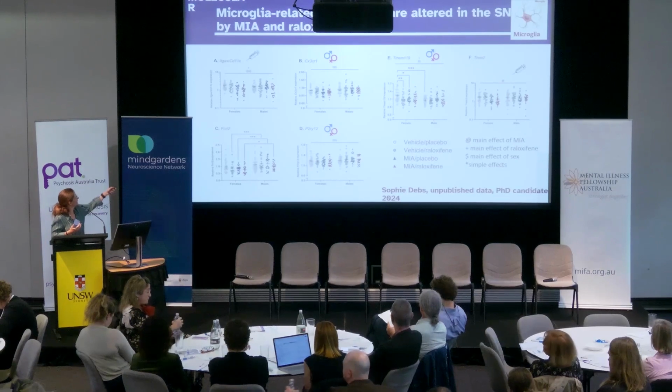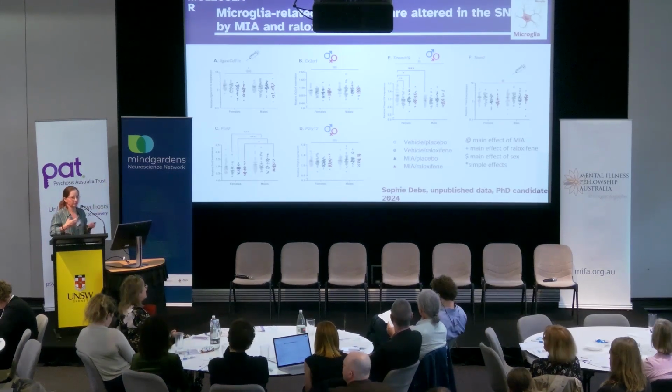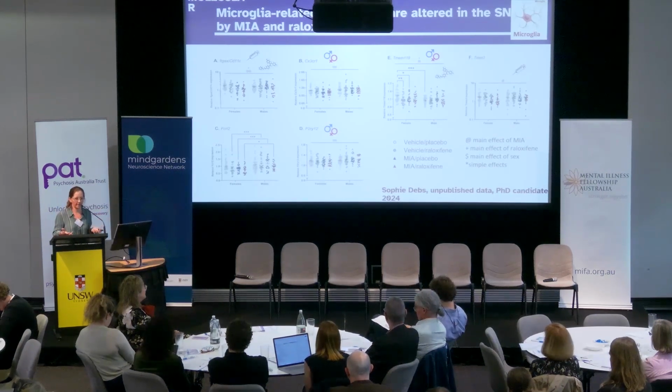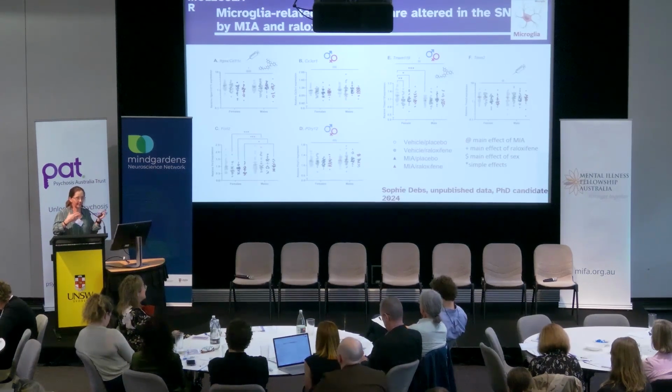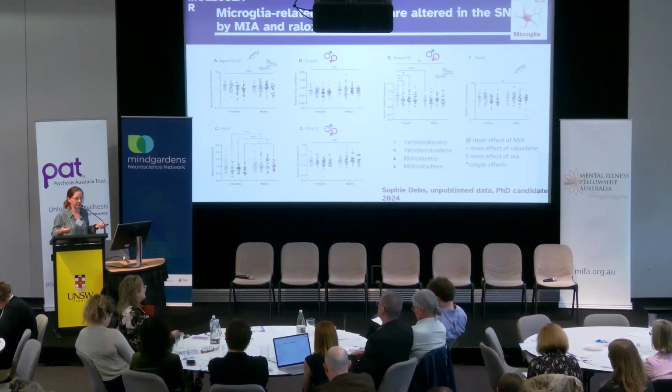Next, some of these molecules are changing in response to maternal immune activation, so maternal immune activation is altering the microglia. And then some of the transcripts are changing in response to raloxifene. So both MIA and raloxifene are impacting the microglia in this brain region, which is critical to the amphetamine-induced locomotion that I was showing.